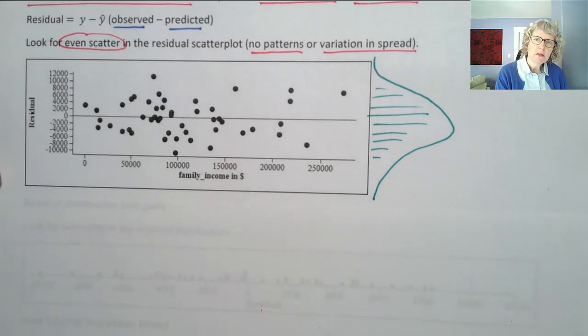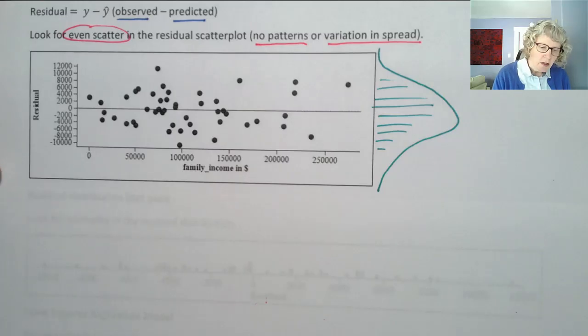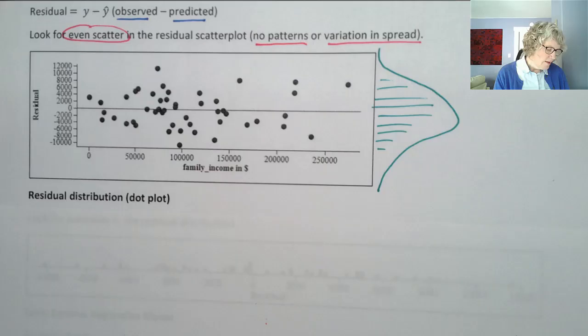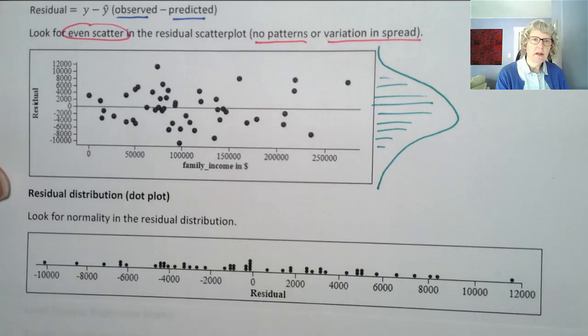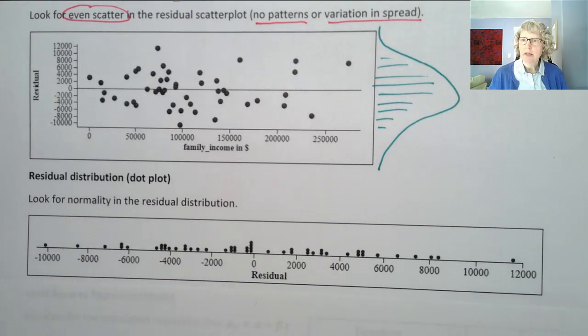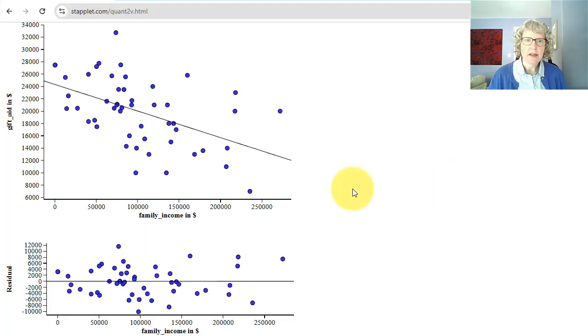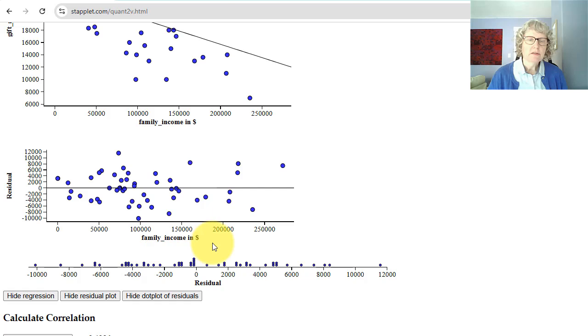Okay, but they should follow a normal distribution. And so the residual dot plot, that's the next. So Statplet, instead of doing it on the side like some programs do, has another graph for that. If you're in Statplet, you can see that's the next one right below. Here it says residual against family income.